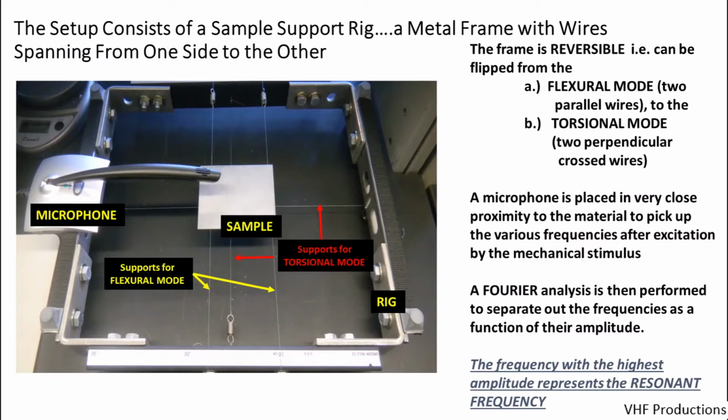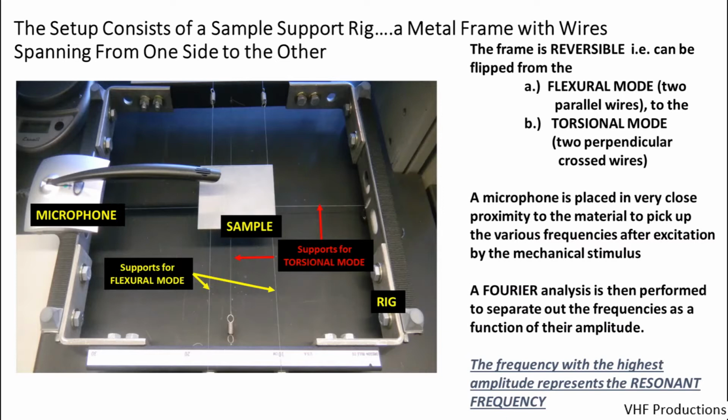Okay, now let's look at the experimental setup in a little more detail. Here we show the setup for making the resonant frequency measurements. The setup is rather simple. It's a very rigid metal frame that has a total of 4 wires spanning the frame. On one side of the frame, the top surface, for example, there are 2 parallel wires. This side is used for the flexural mode measurements, the measurements for determining the elastic modulus of the material.